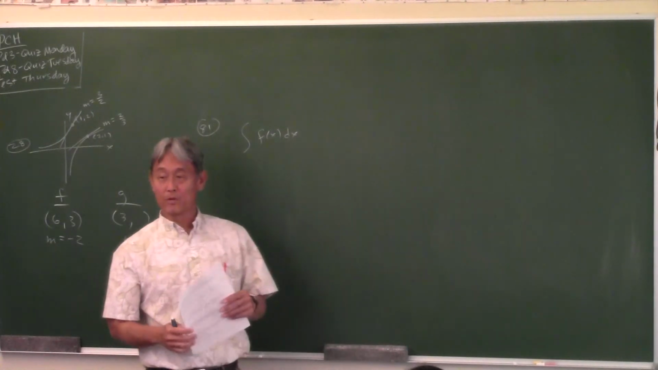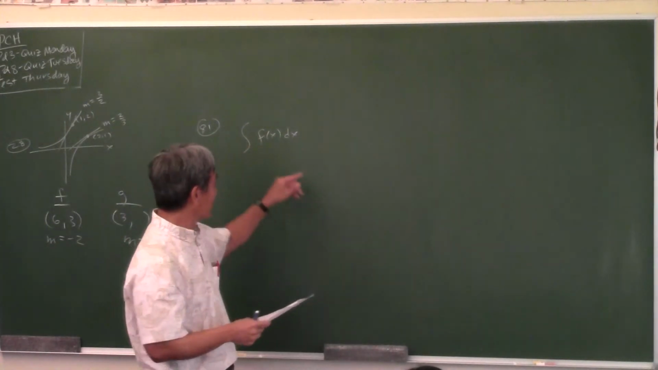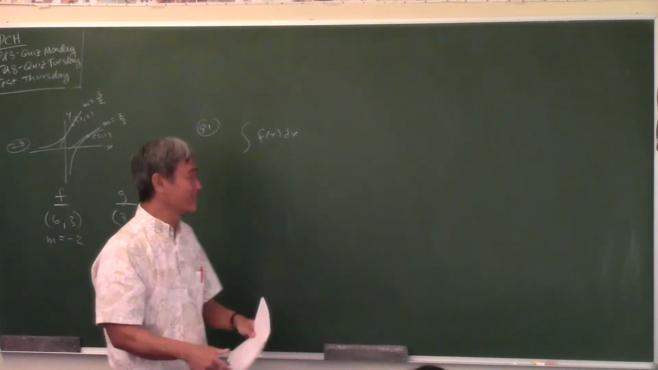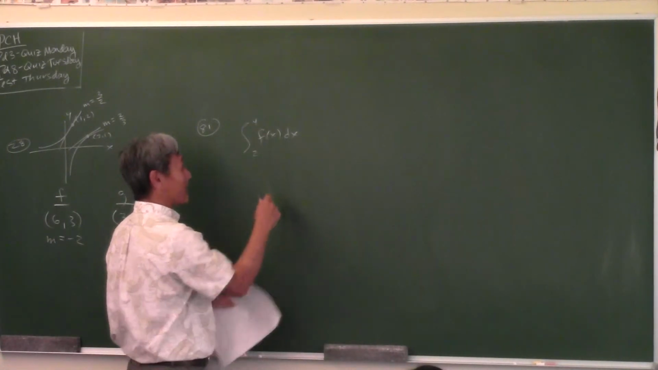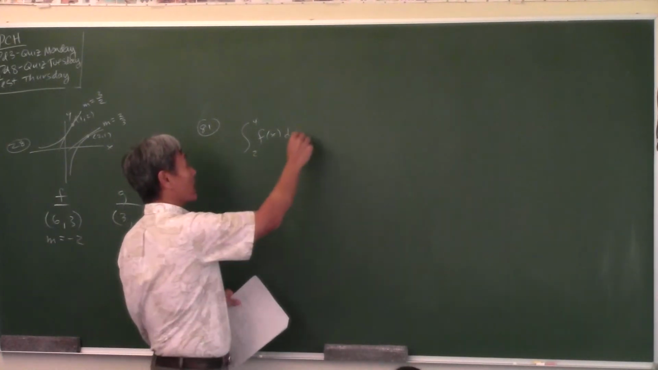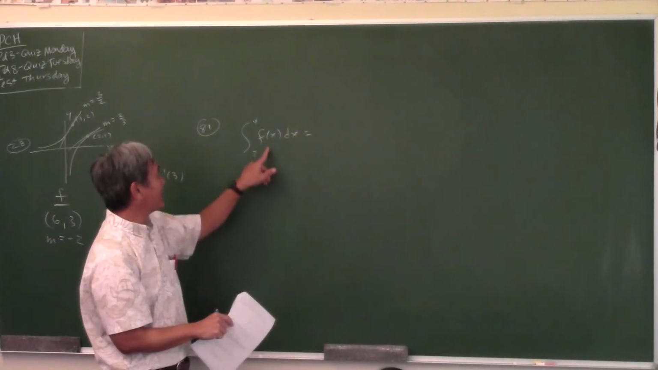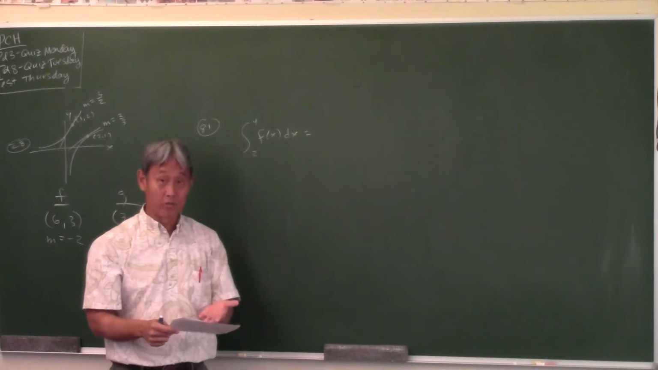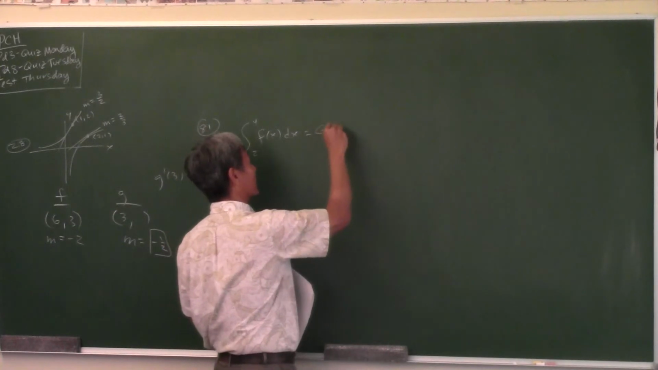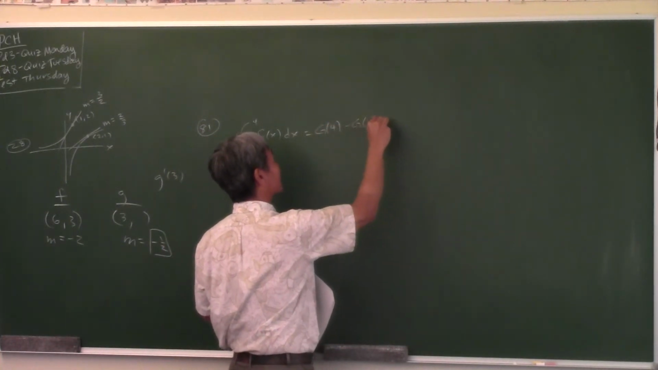What limits do I put on here? From where to where? 2 to 4. Why 2 and 4? Because one of them is given and the other one is not. Obvious. So, how do you compute an integral? You find the antiderivative of this, which they told you is capital G, right? Plug in the top number, plug in the bottom number, and subtract.